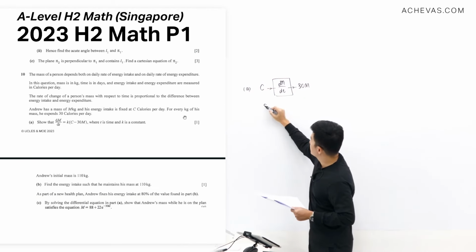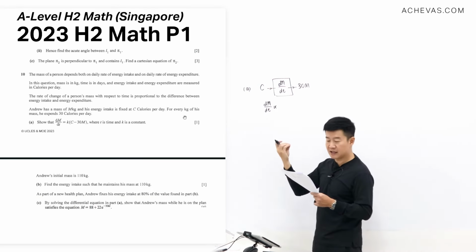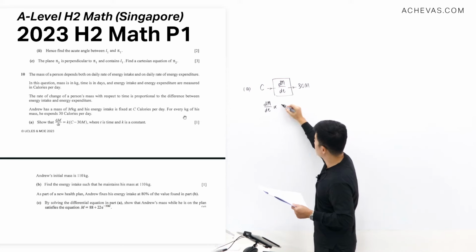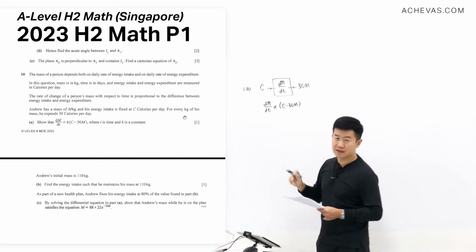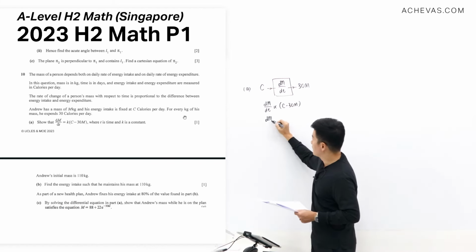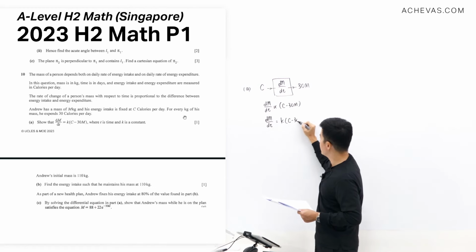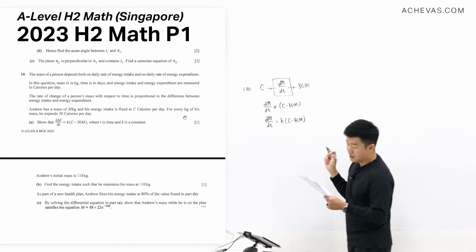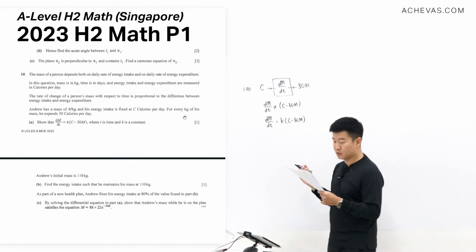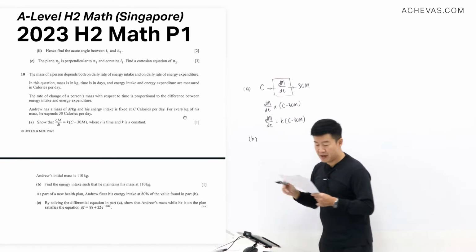And according to what the question says, the rate of change of a person's mass is proportional to the difference between the energy intake and the energy expenditure. So it's going to be proportional to C - 30m. So replacing this notation by a constant of proportionality, we can then say that dm/dt is going to be equal to k times (C - 30m). Yep, and this is what the question requires us to show in part A. Let's move on. Let's take a look at part B.